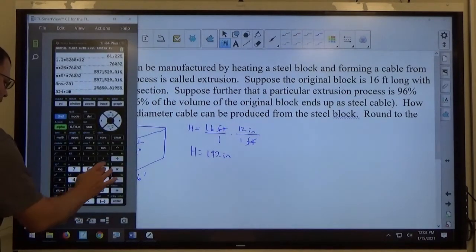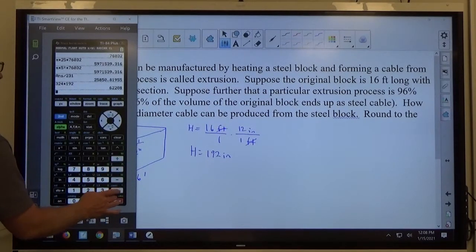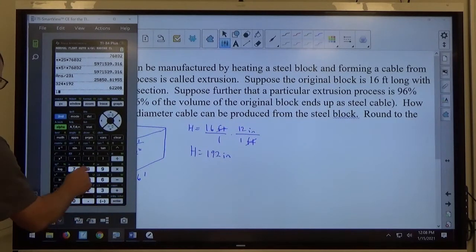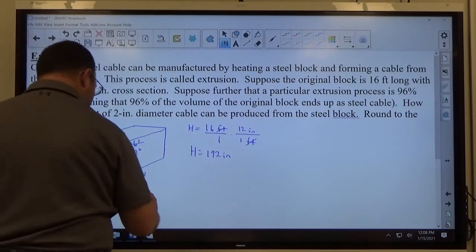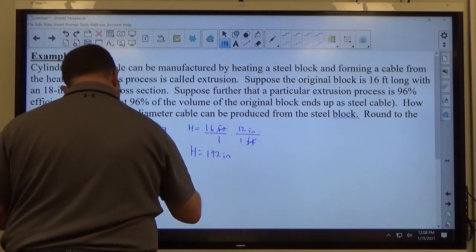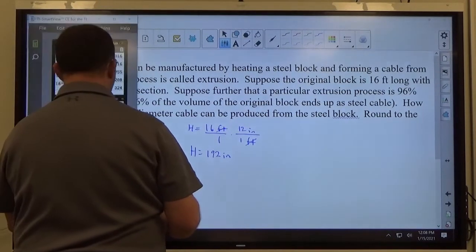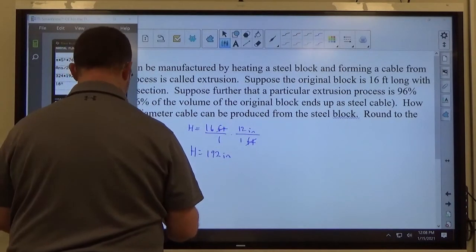324 times 192 is 62,208. Just real quick, that's 18 squared. Yeah, 62,208. So the volume of this piece of steel here was 62,208.